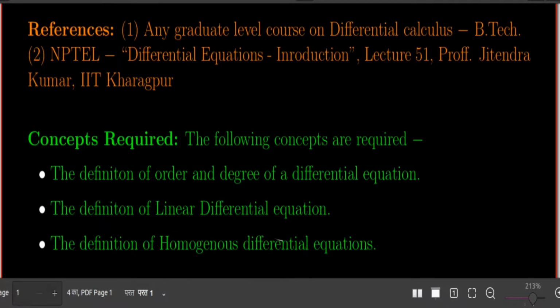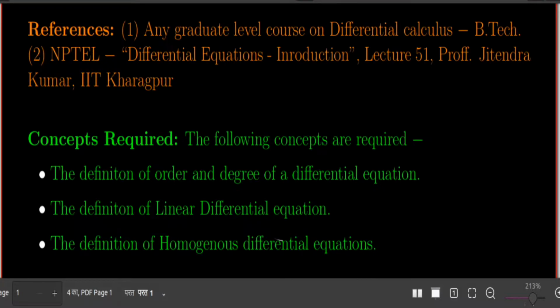The reference for this solution would be any graduate level course on differential calculus, which is particularly taken by BTech students in India, and the other reference can be the differential equation introduction course, lecture 51 of the course by Professor Jitendra Kumar from IIT Kharagpur. It's a lecture course on YouTube through NPTEL.